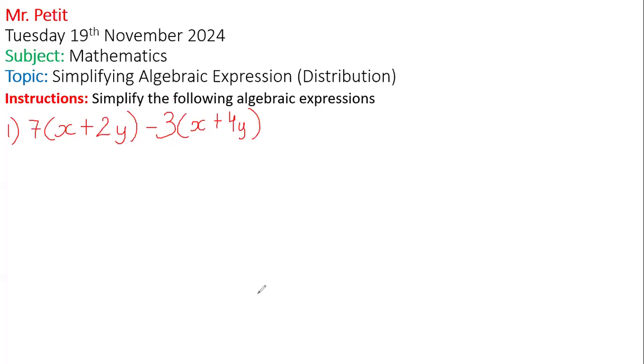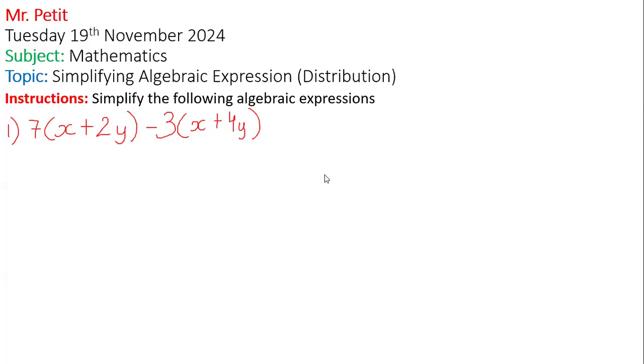Anyone have any ideas of how we're going to do this? How are we going to simplify this? Do the brackets first. What could we do with the brackets? Solve the stuff that's inside first. How are we going to add x plus 2y? Can we add x plus 2y? No, sir.